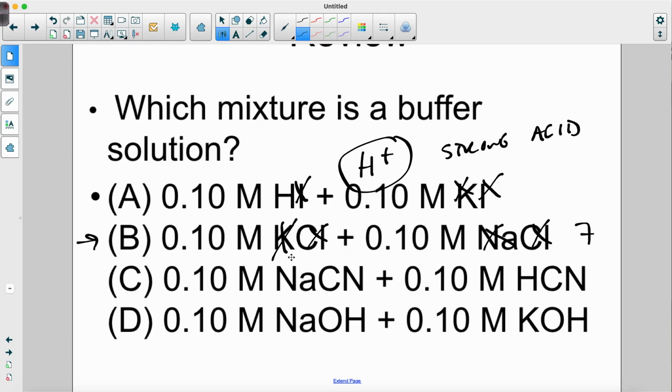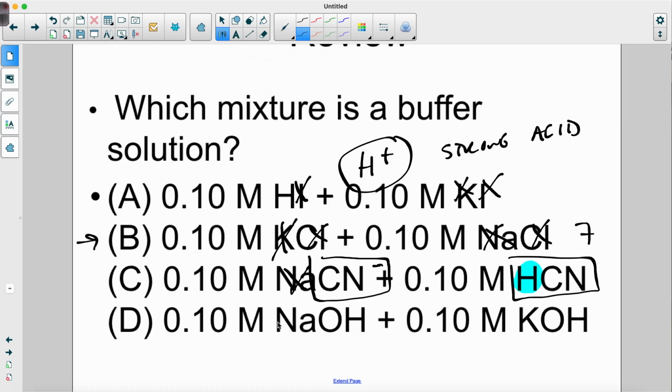Next, C. I cross out Na, which leaves CN minus and HCN, which there we go. There's our buffer because that's a conjugate base from HCN. The difference between a weak acid and a conjugate base is going to be that single H that came off. And there you go. That's going to buffer because you need two components to a buffer.